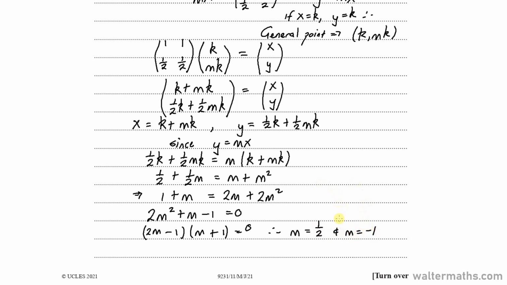So if we are going to substitute these values into the equation y is equal to mx, then it means that we'll be having the equations for our solutions. y is equal to half of x and y is equal to minus 1 of x, which is minus x. So these two become the two solutions. And that's it for this question.